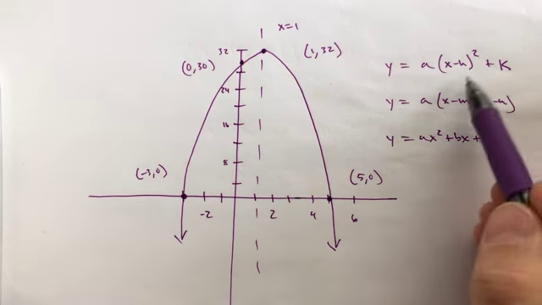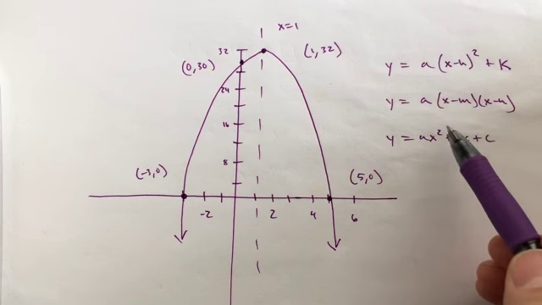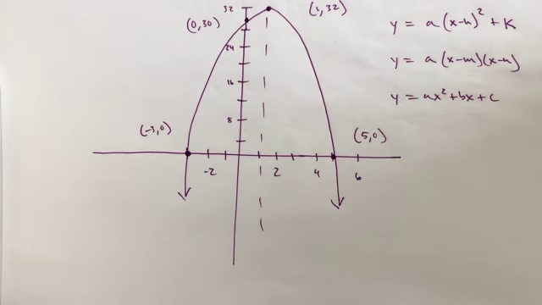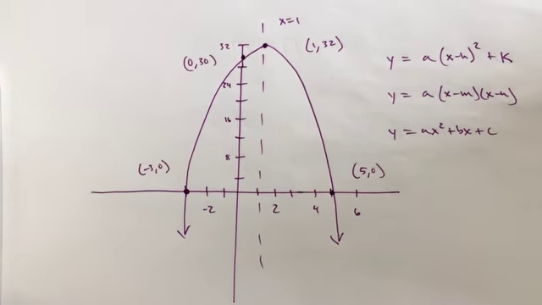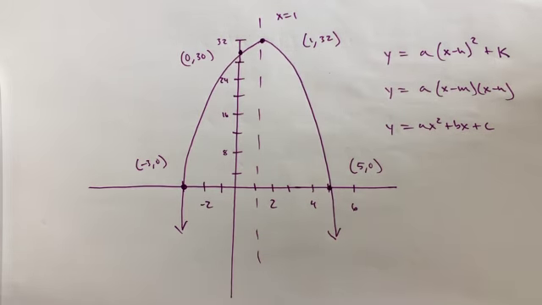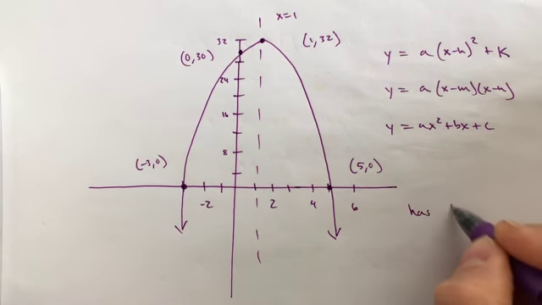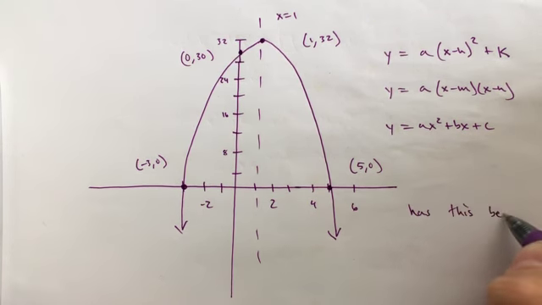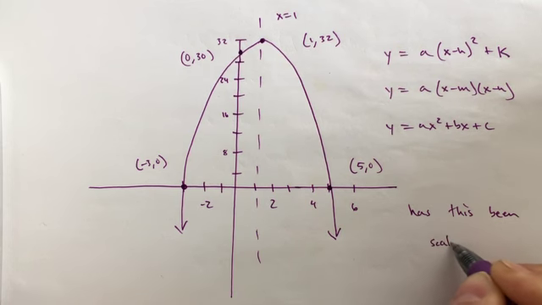So we already know our vertex, we already know our x-intercepts, so really a is going to be the only thing that we're going to have any challenge finding. We know for sure that a is negative, and then our question really needs to be, has this been scaled?